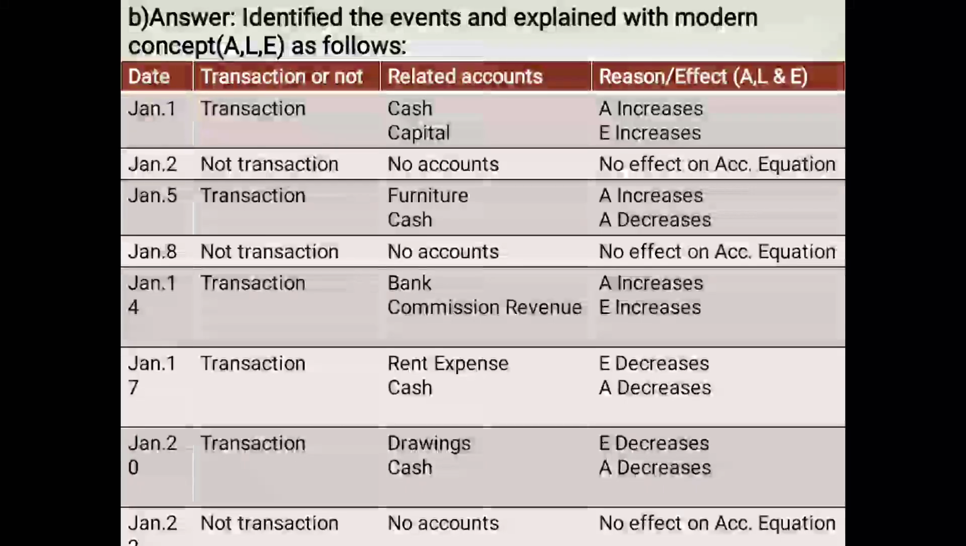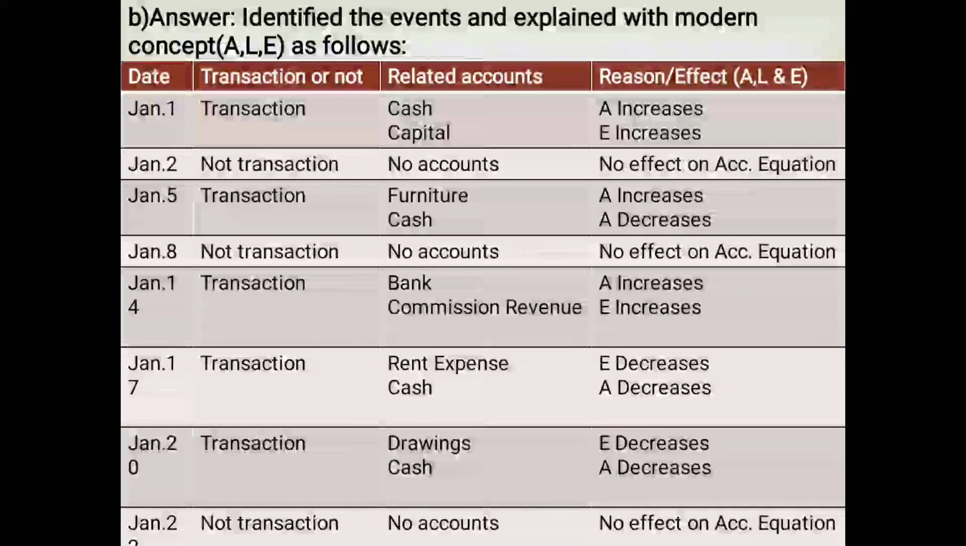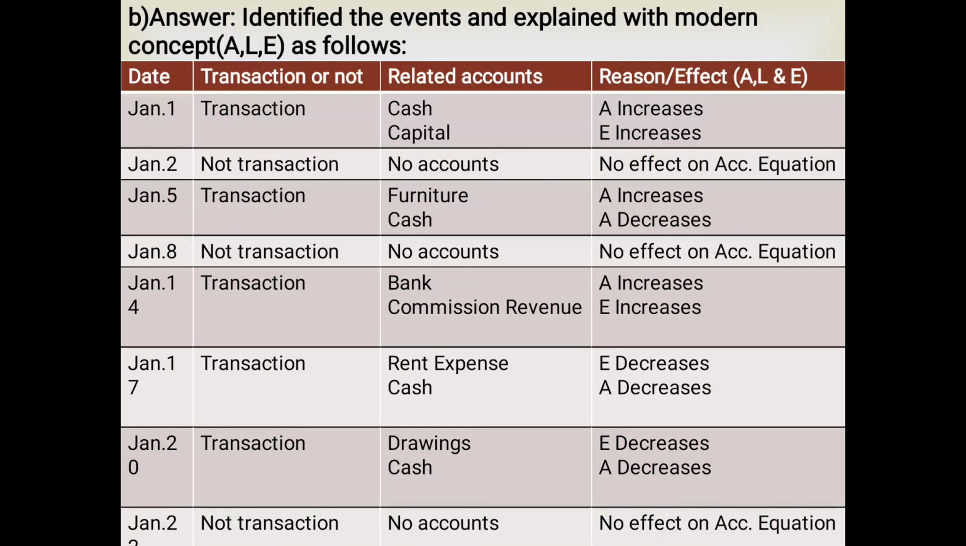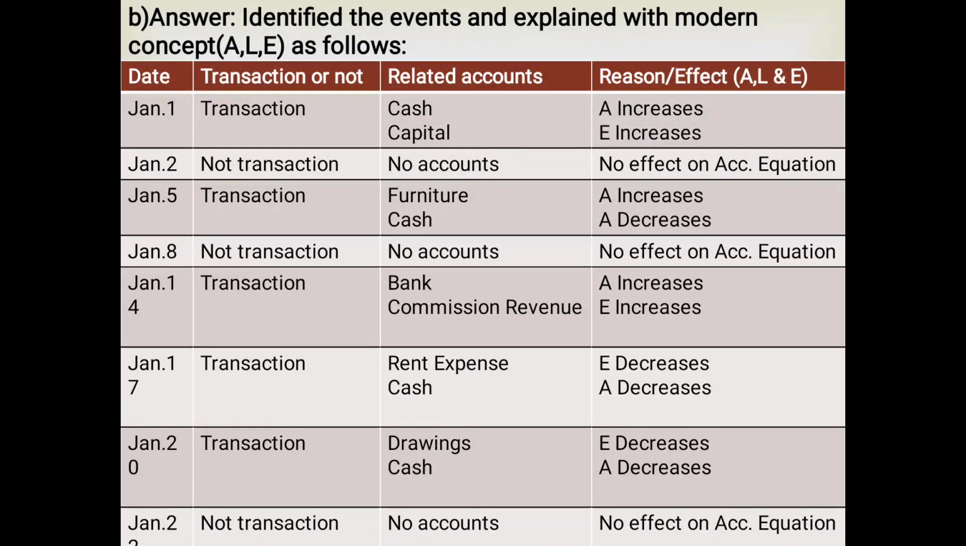In this way you have to write, identified the events and explained with modern concept, asset liability equity as follows. Totally 4 columns are available in this format for this requirement. Date, transaction or not. Third one is related accounts. Number 4 is reason or effect on asset, liability and equity.